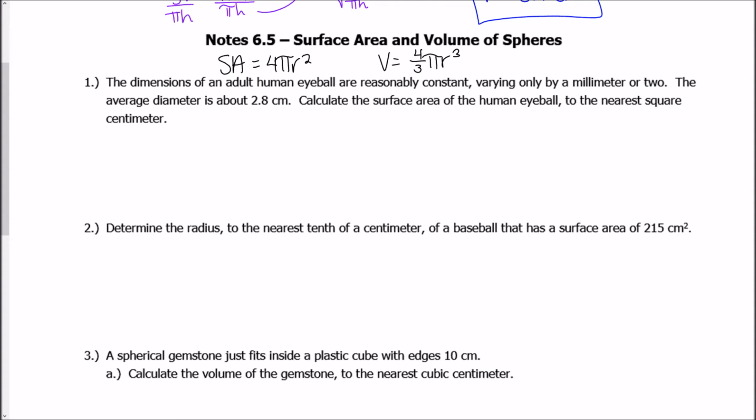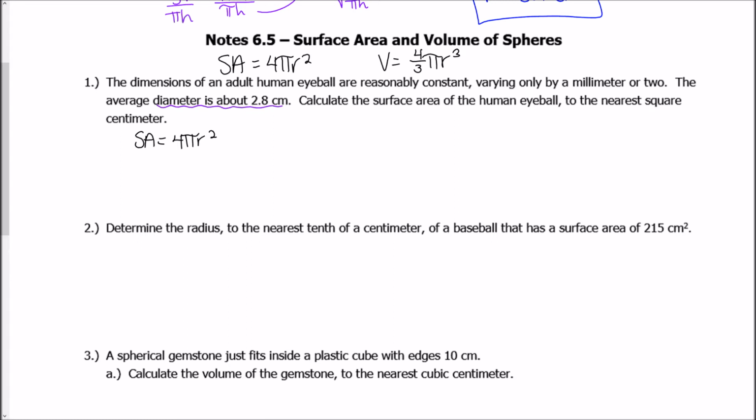Okay, so question number 1 says, the dimensions of an adult human eyeball are reasonably constant, varying only by 1 millimeter or 2. The average diameter, so that's key information, is about 2.8 centimeters. Calculate the surface area of the human eyeball to the nearest square centimeter. So if I want to find the surface area, I'm going to write down the formula for surface area, which is 4 pi r squared.